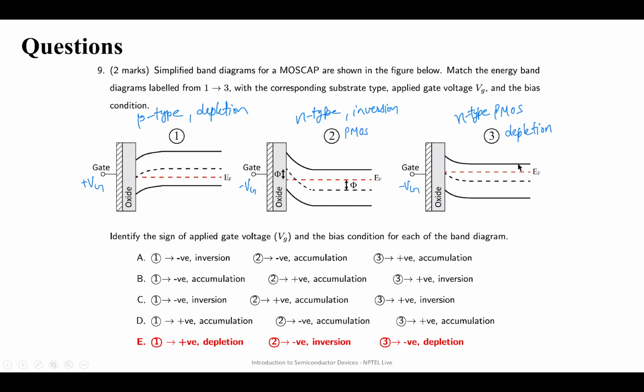Third, again EF is closer to EC, so it is N-type. But here EF is farther from EC, but it has not crossed the EI line yet. So this is in the depletion region. And for an N-type semiconductor to be in the depletion region, you need a negative gate. So the third answer will be negative and depletion. I think you understood this question now. How to solve this?